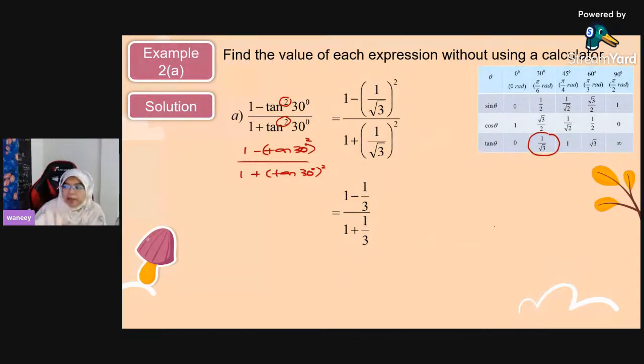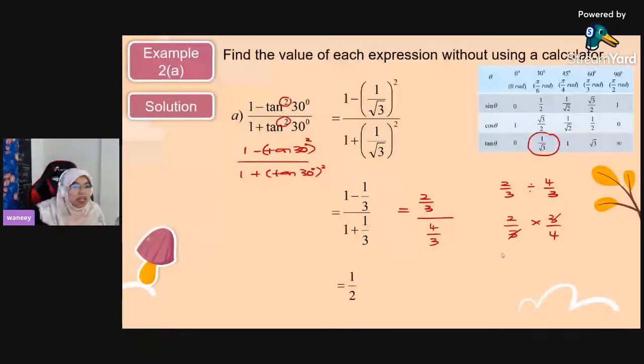So how do we simplify this? Kalau ada calculator yang senang nak kira, boleh kira terus. Otherwise, we have to simplify them a little bit. So 1 minus 1 over 3 is 2 over 3, and then over 1 plus 1 over 3, which is 4 over 3. So you got 2 over 3 divided by 4 over 3. So we change to 2 over 3 multiplied by 3 over 4, and cancel out the 3. We got 2 over 4, which is 1 over 2. So that's the final answer, 1 over 2. Okay, next.